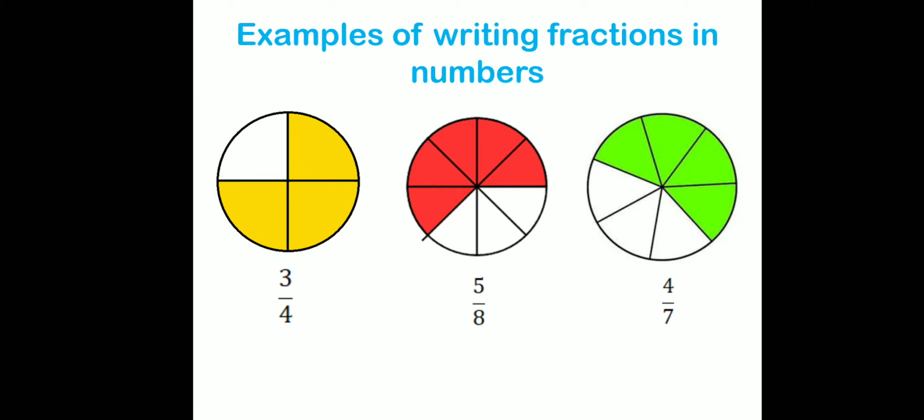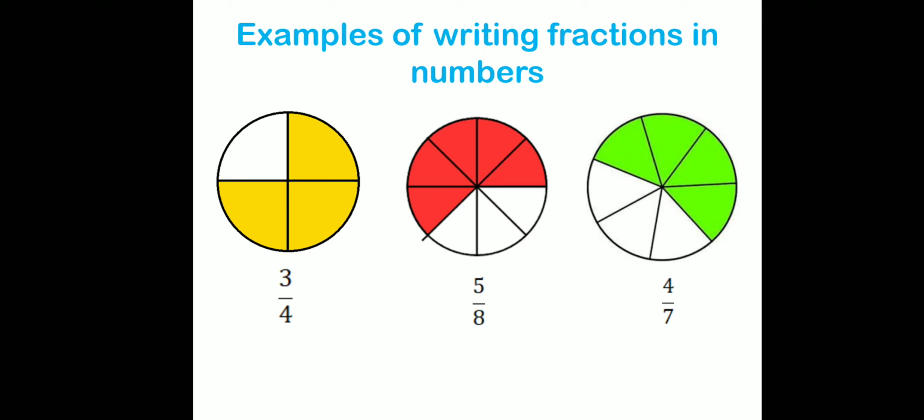Here are some examples of writing fraction in numbers. Okay, there are 3 circles. In the first circle there are 4 parts made and 3 are shaded. So it is written as 3 by 4. And in the second circle there are 8 parts made. Let's see. 1, 2, 3, 4, 5, 6, 7, 8. Yes, there are 8 parts. And from that 8 parts, 5 are shaded. So we have written it as 5 by 8.